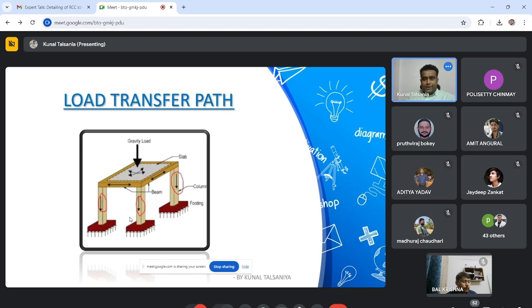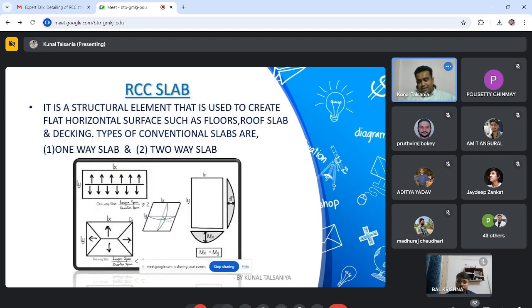So we will start from the load transfer path. How will gravity load transfer to footing? Gravity load will transfer from slab to beam, from beam to column, and then to footing. The first element is the RCC slab. What is the definition of a slab? It is a structural element that is used to create a flat horizontal surface such as floors, roof slab, and decking.